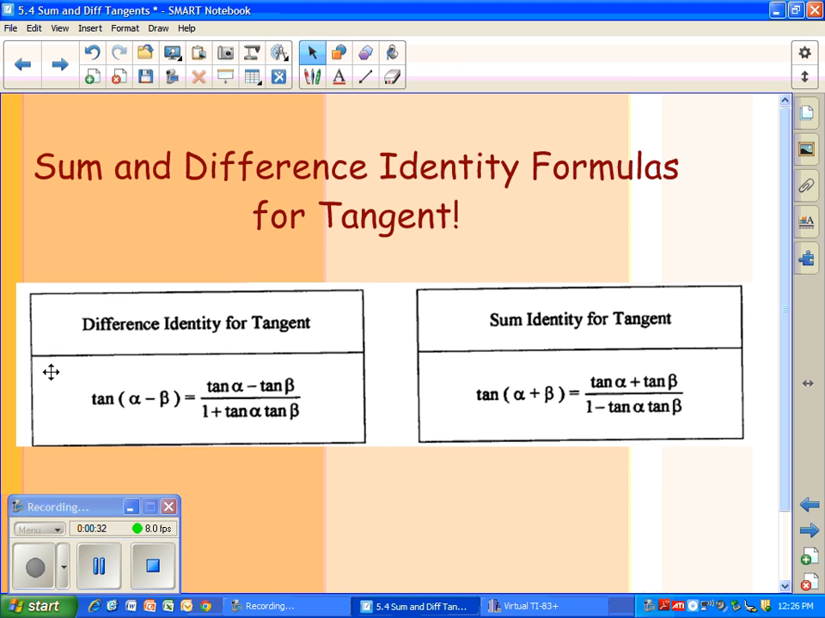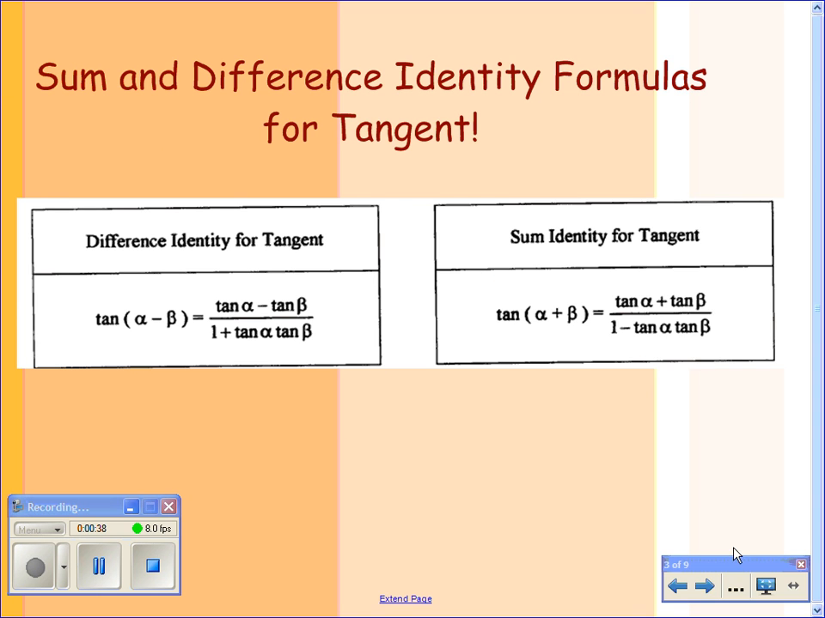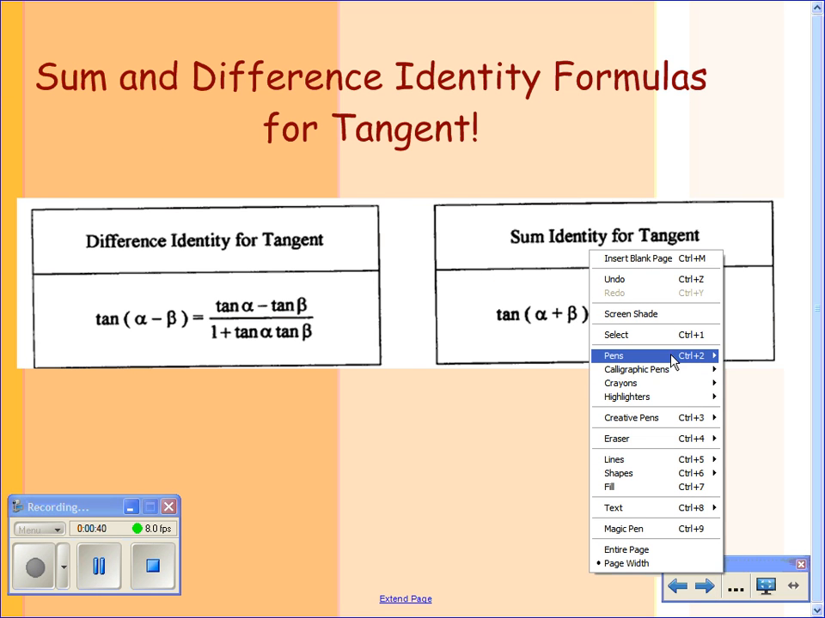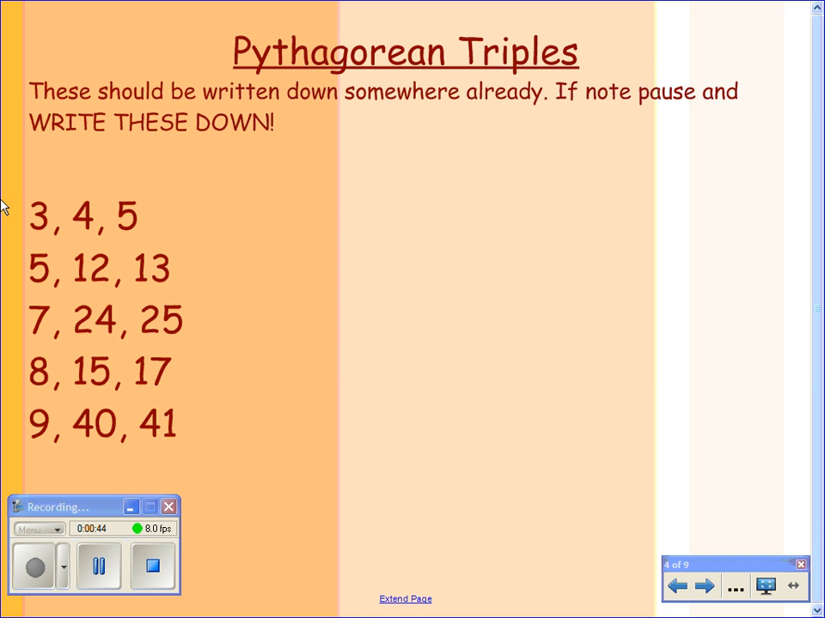Okay, here are the formulas. They're on the top of page 11 on your notes. Just take a glance at them, and this is what we're going to be using today. Don't forget to have your Pythagorean triples handy. Make sure you have these written down somewhere on your green card. If not, you want to pause the video.